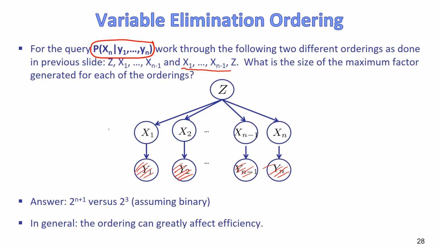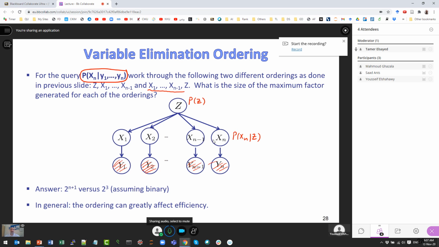But what are the factors that we have in this network? We have P of z. We have, for example, for this one, P of xn given its parent, and so on. So these are the initial factors, the CPTs, the conditional probability tables. These are the initial factors. Now, what are the factors that involve x1?